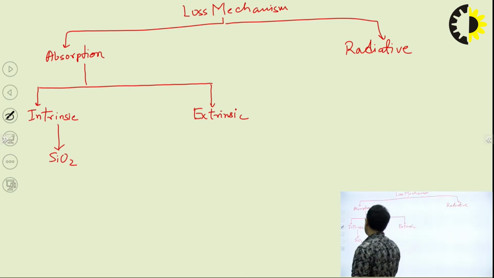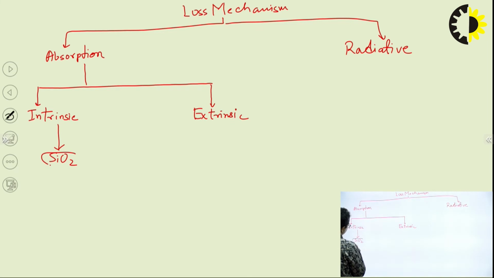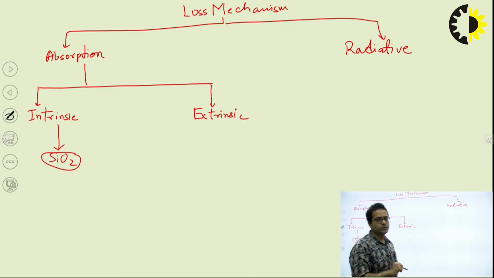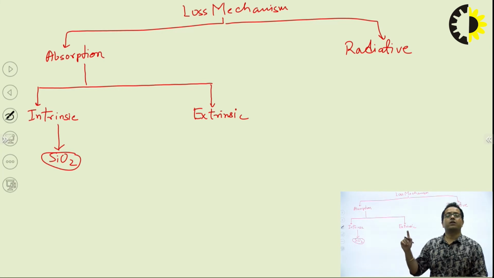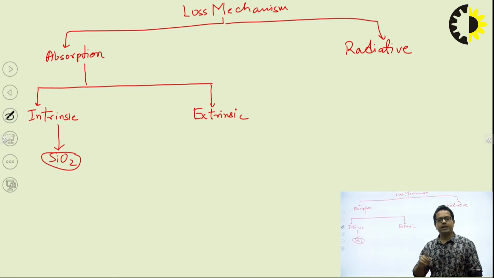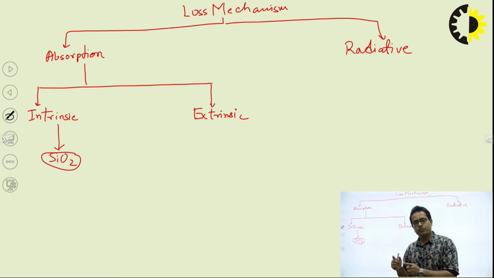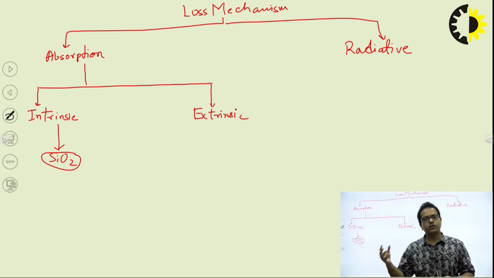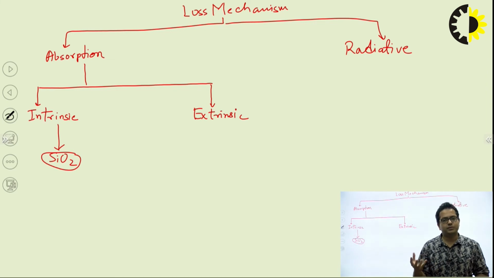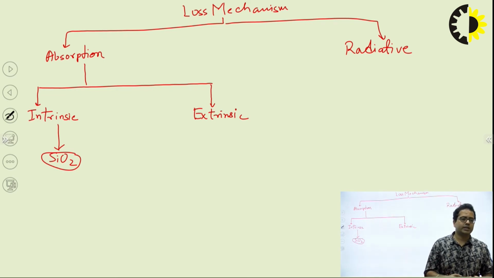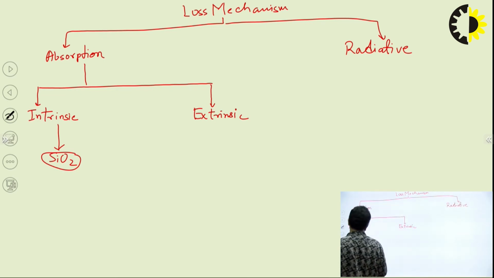So, this SiO2 is a molecule. So there are two resonance frequencies. First is the atomic resonance frequency and another one is the molecular resonance frequency. So we have to avoid both of these frequencies in order to avoid the phenomenon of absorption by the atoms or molecules of the material from which a fiber is fabricated. So in this case, we have to avoid the atomic resonance as well as the molecular resonance.